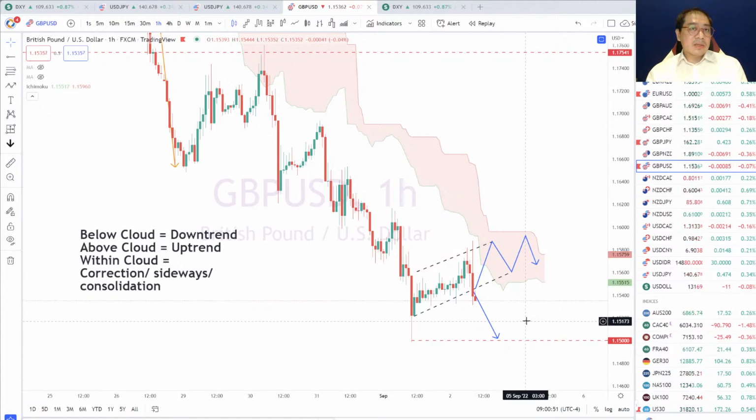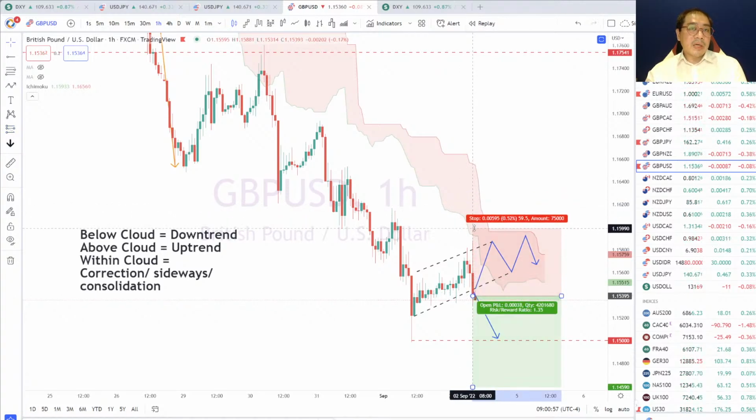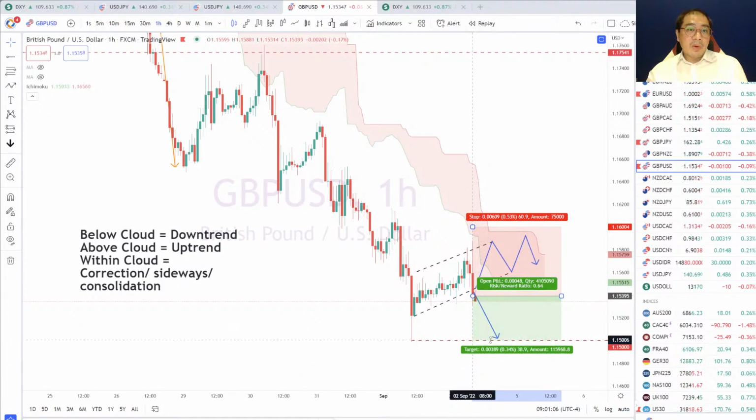Just in case, if I were to go short, the reason why I have two different scenarios is that I know where my stop loss is going to be. My stop loss is going to be above 1.16. That's beyond the Ichimoku cloud. That's beyond the psychological price level. Then I might want to go for 1.15. Simple as that.